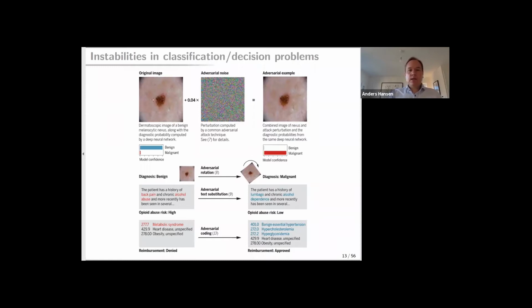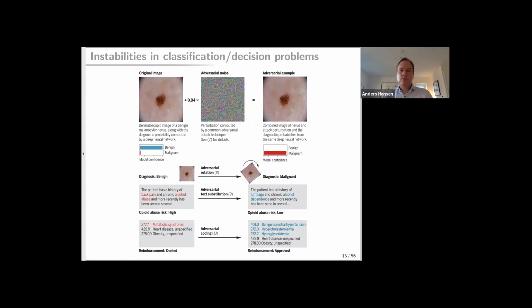Now, in this case here, the AI is very, very confident that this is benign. But you can add just a little bit to the image, a little noise, which is so small that a human eye cannot capture it at all. These images here are completely identical to the human eye. Yet now the neural network and the AI is very confident that this is actually malignant. And that raises a lot of questions.